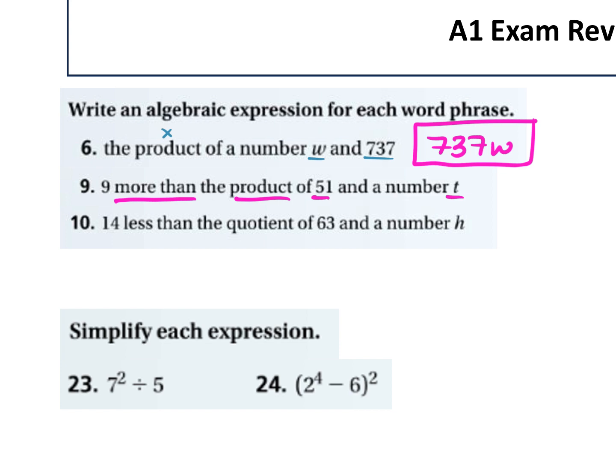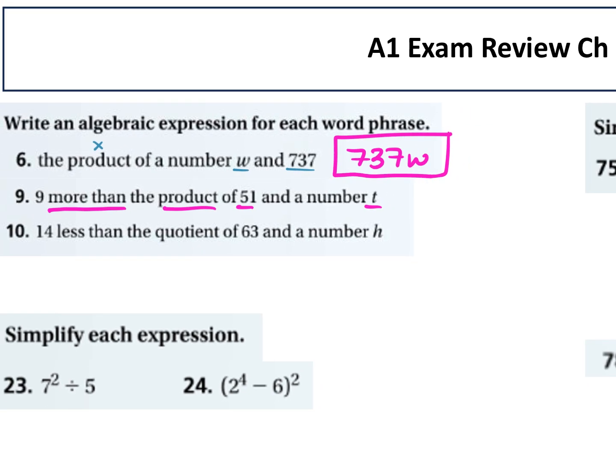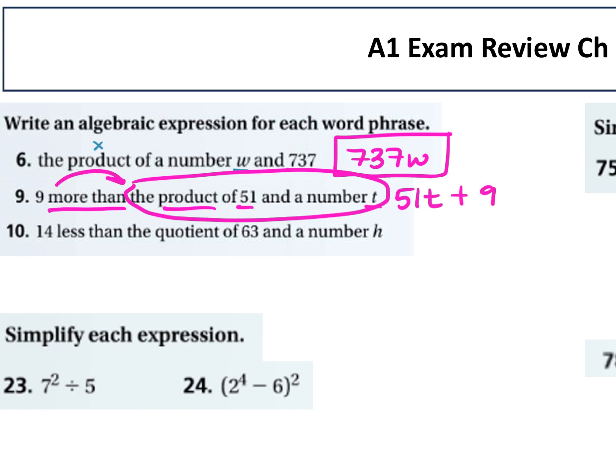And I promise there's one on your final like that. Swap them for less than, okay? 9 more than the product of 51 and a number T. How would you write that? 51T, so that's the product of 51 and T plus 9, right? So whenever you see more than, flip them around, which one's where?